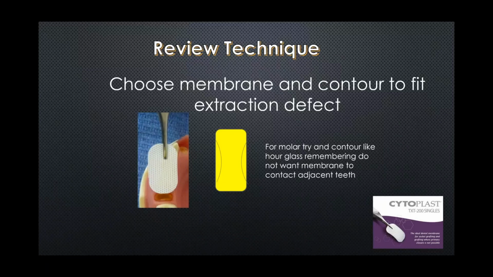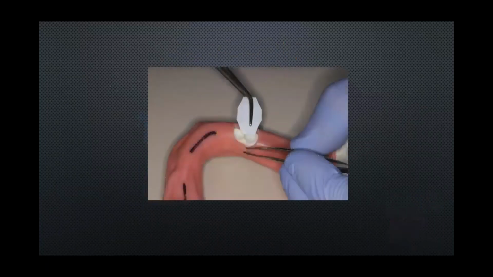We like this size PTFE membrane. We tend to contour these all the same way. We do like an hourglass approach first. We do a buccal hourglass, a lingual hourglass, then we take a little part off the front and the back, on the mesial and the distal, and create little tabs there. That's how we tuck it under the tissue. So here shows that contoured membrane.